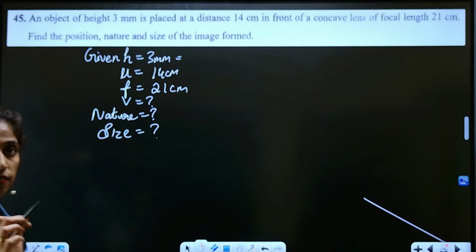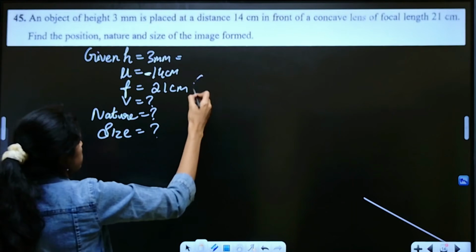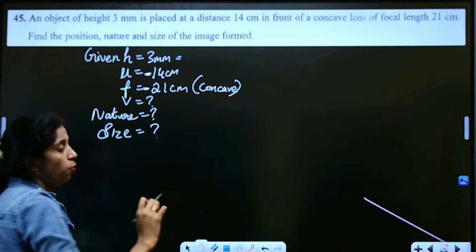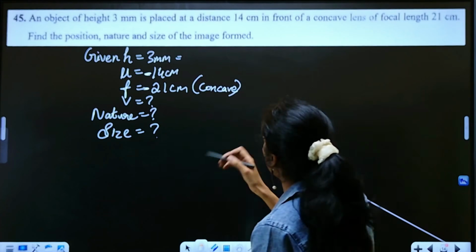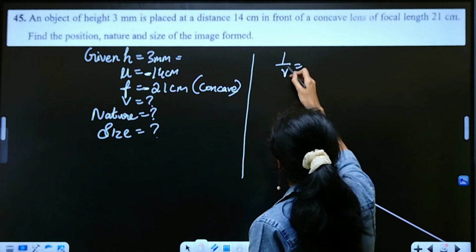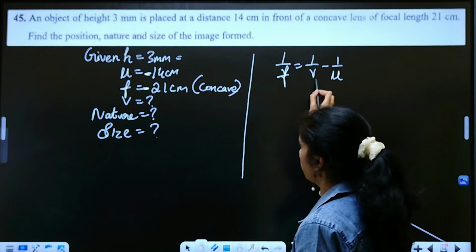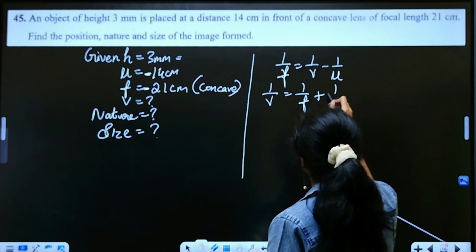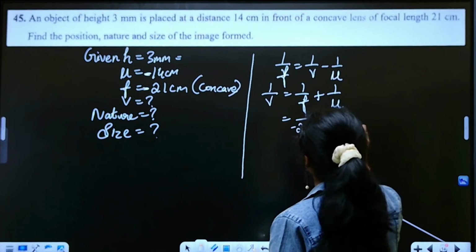Before that, let us put the sign convention. As we know, u is always negative, and since this is a concave lens, the focal length for a concave lens is always negative. For both mirror as well as lens, focal length is negative. Now let us use the lens formula. The lens formula is 1 by f equals 1 by v minus 1 by u. We are finding the position, that's v. So 1 by v equals 1 by f plus 1 by u. The value of f is minus 21, u is minus 14.